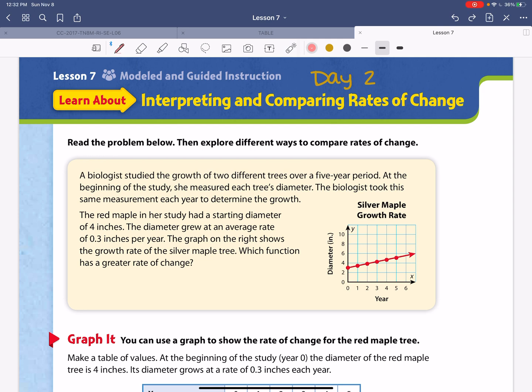At the beginning of the study, she measured each tree's diameter. The biologist took this same measurement each year to determine the growth. The red maple in her study had a starting diameter of 4 inches. If it started at 4 inches, then that's our initial value. So for the red maple, we had the initial value of 4 inches.